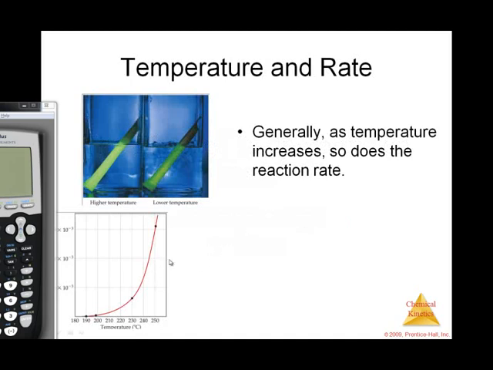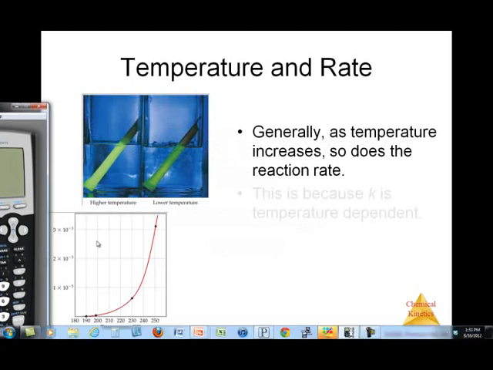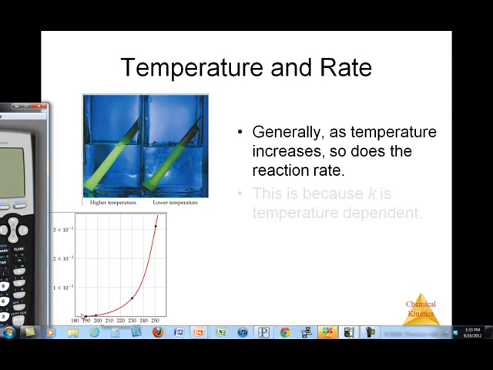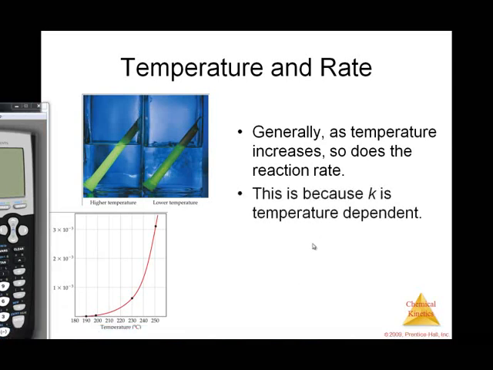Okay, so here we have a little plot that has k in temperature, and k is dependent on temperature.